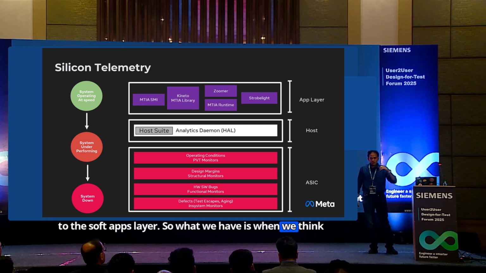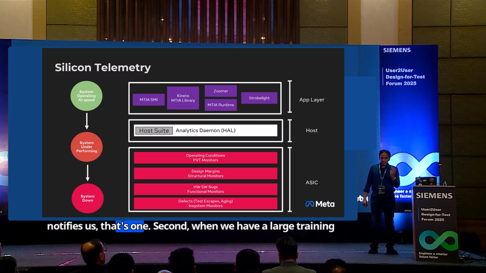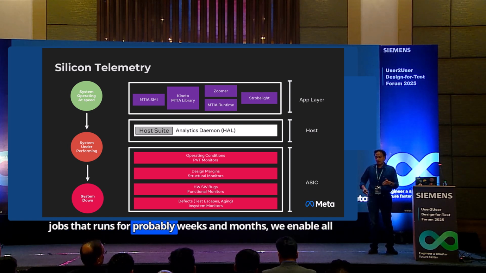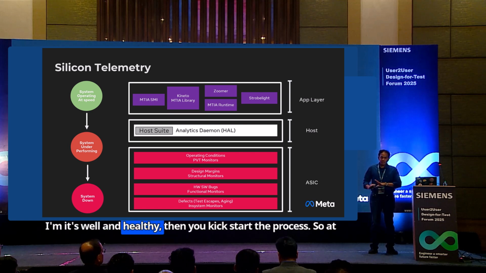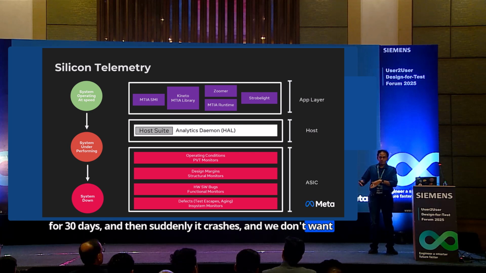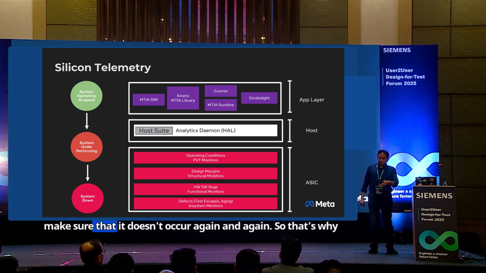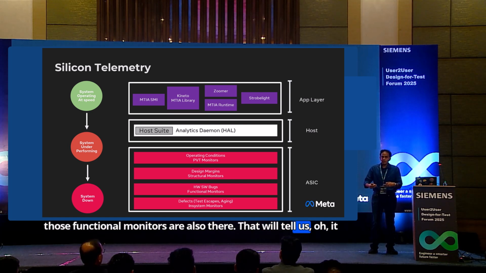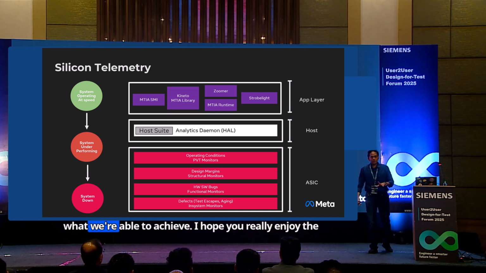So when things are running, before the part crashes, it notifies us. That's one. Second, when we have large training jobs that run for probably weeks and months, we enable all the in-system tests first and see how the part is doing. If it's healthy, then you kickstart the process. Because the most painful thing is you train for 30 days, and then suddenly it crashes, and we don't want to deal with that. We want to know before. That's what all these tests enable us to do. And even if it fails, we want to make sure that it doesn't occur again and again. That's why those functional monitors are also there. They will tell us it is not a manufacturing issue, it is something else. So this is what we are able to achieve.